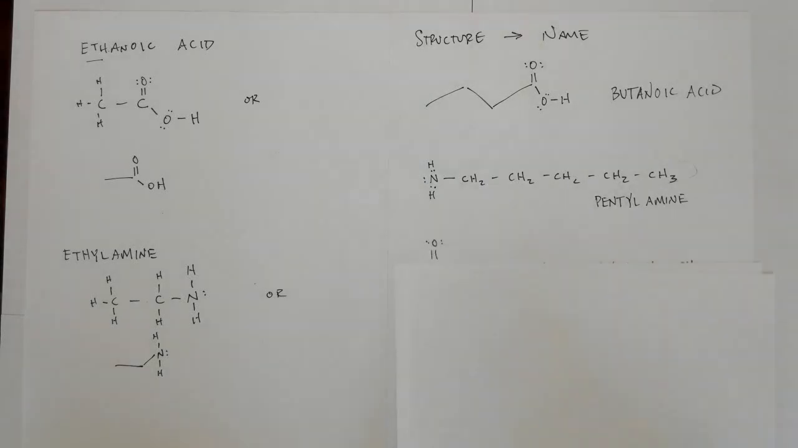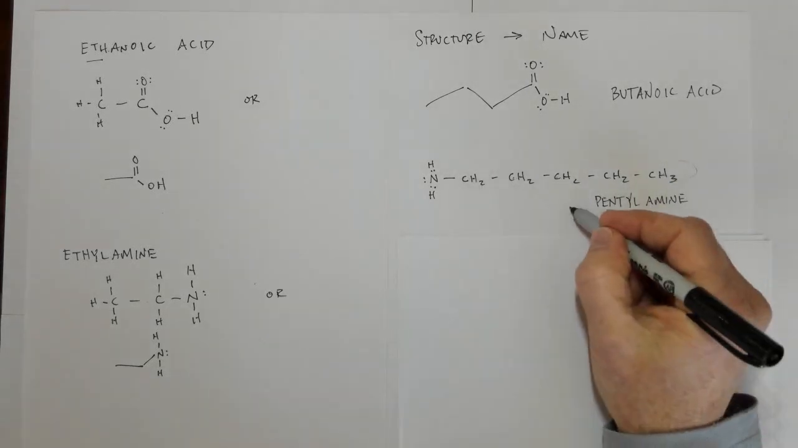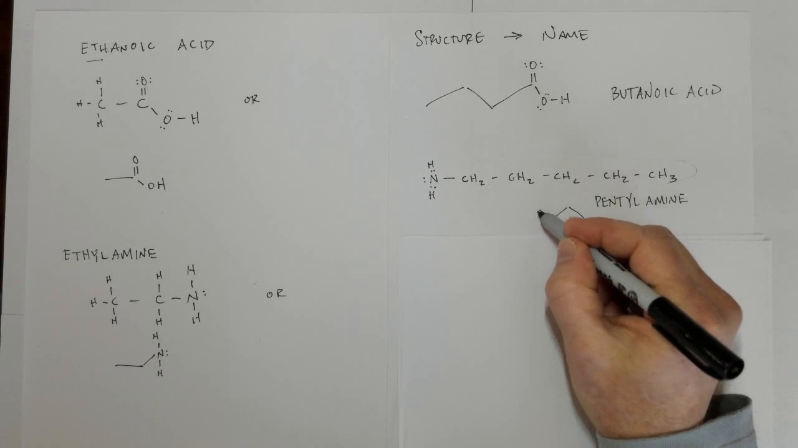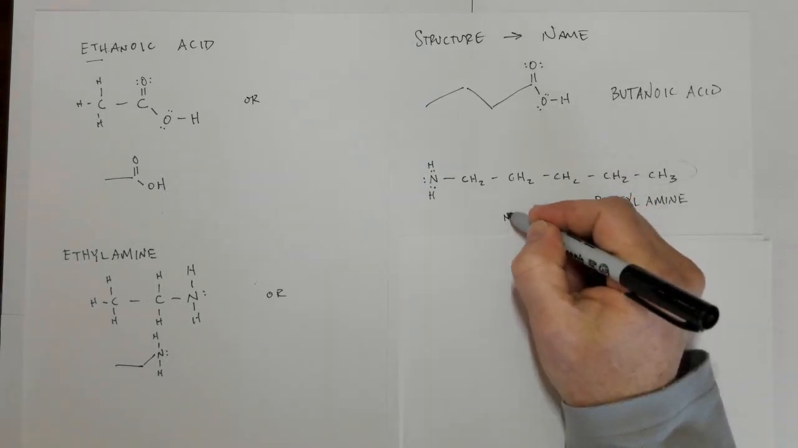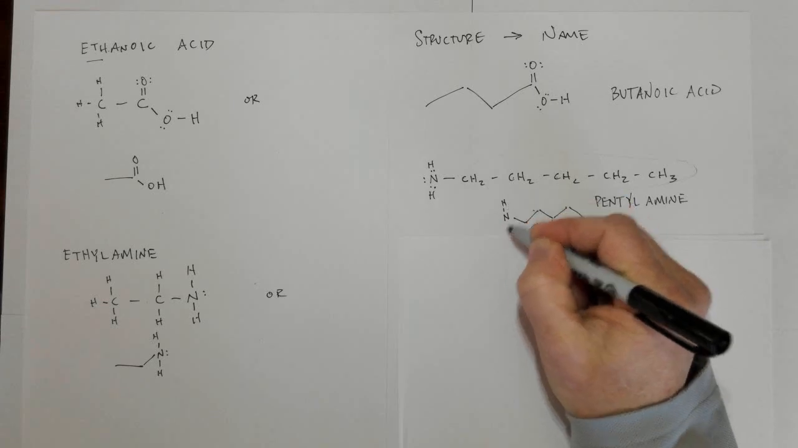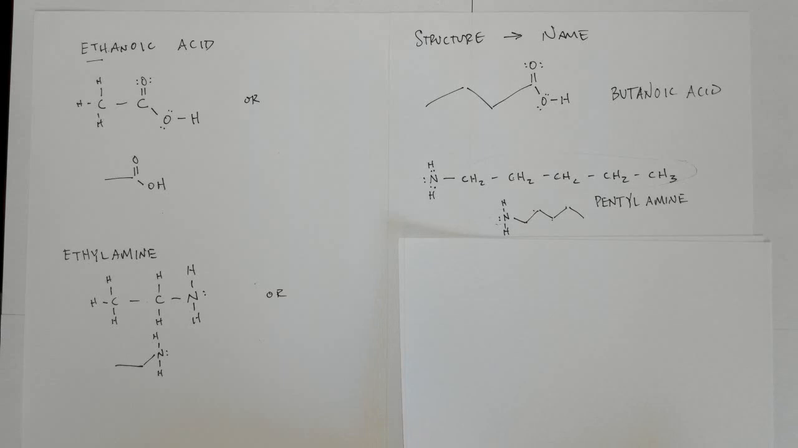Now, could I draw it as a stick structure? Sure, certainly. 1, 2, 3, 4, 5. And then attached to this, I'd put the NH2 group, which is usually drawn like this, so then you can illustrate, hey, there's my unshared pair of electrons, which is the important part of the whole structure.